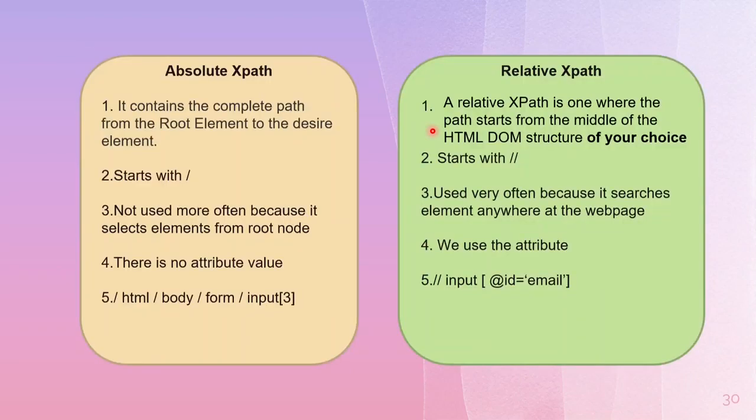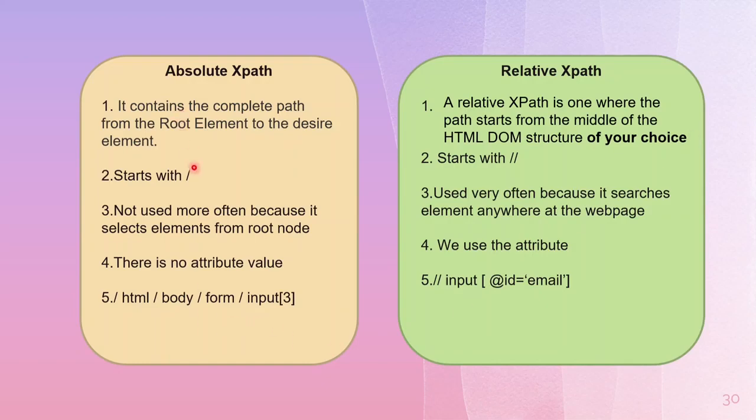So now let's study the difference between the absolute XPath and the relative XPath. Now the absolute XPath contains the complete path from the root element to the desired element. As we studied, from the root element, that is the HTML, to the desired element that we wanted, that is the login button, we have the input tag, right? The input third index. So it contains the complete path from the root element to the desired element. Whereas the relative XPath is the one where the path starts from the middle of the HTML DOM structure of your choice. You can start from your choice.